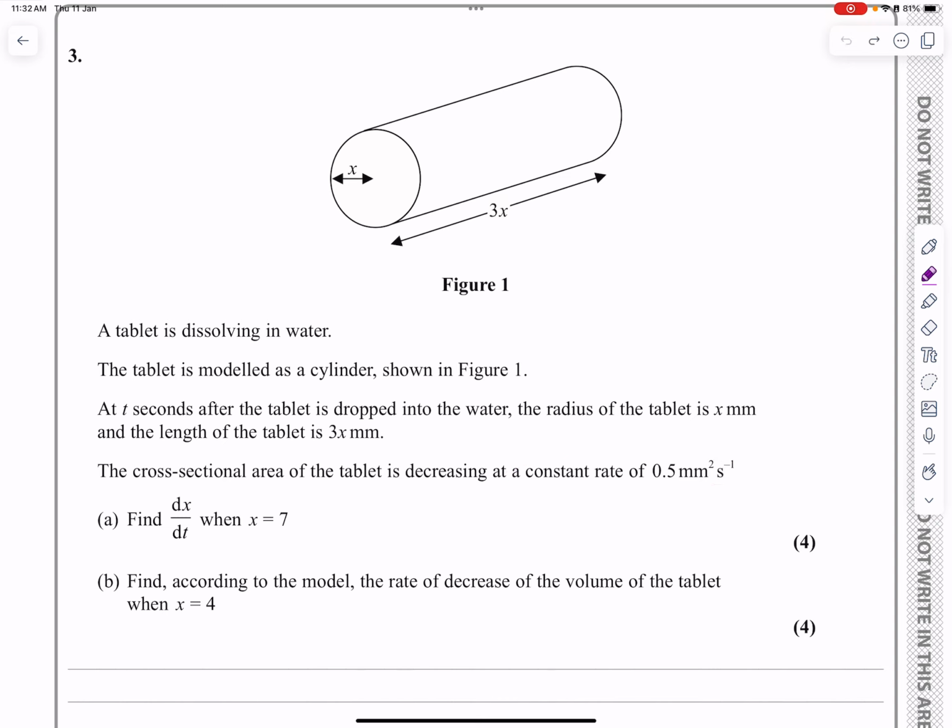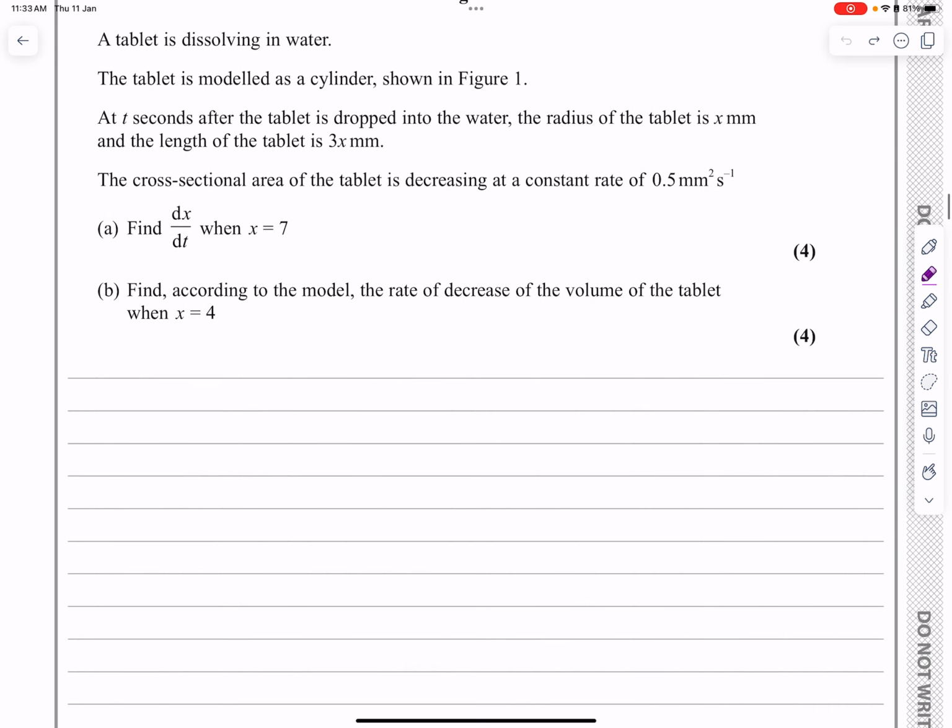We've been told a tablet is dissolving in water. The tablet is modelled as a cylinder. You can see that in the diagram. T seconds after the tablet's dropped, the radius is x and the length is 3x, again, given to us in the diagram. They say the cross-sectional area of the tablet is decreasing at a rate of 0.5 millimetres squared per second. So let's first of all just look at that information.